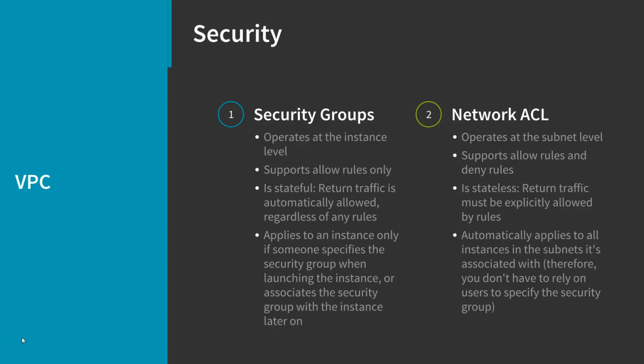In this video, I'd like to talk about the security options that VPC offers, specifically the differences between security groups and network ACLs. A security group acts as a virtual firewall for your instance to control inbound and outbound traffic. When you launch an instance in a VPC, you can assign up to 5 security groups to the instance.